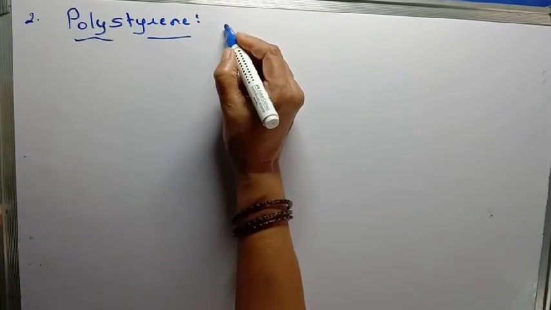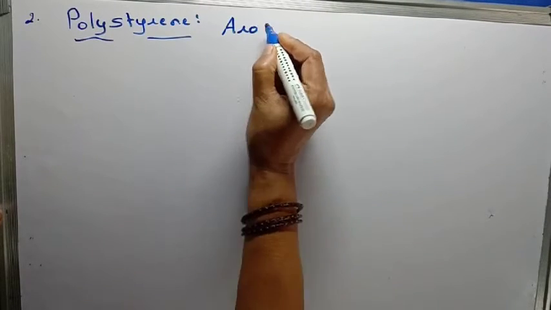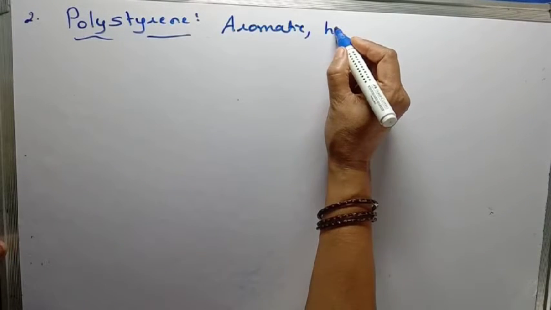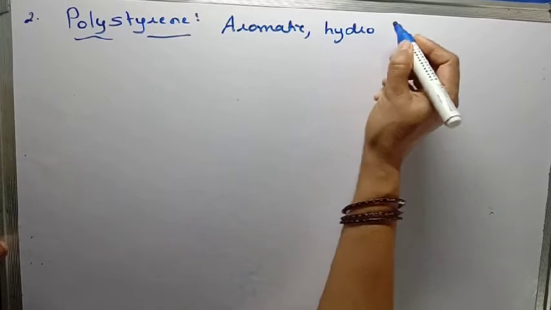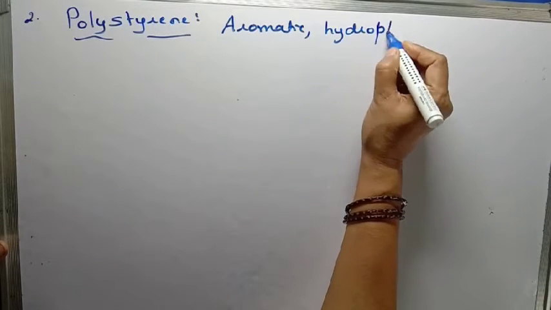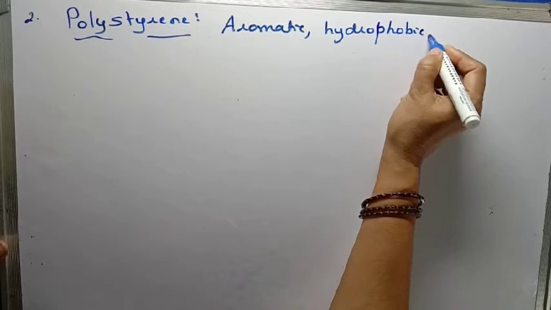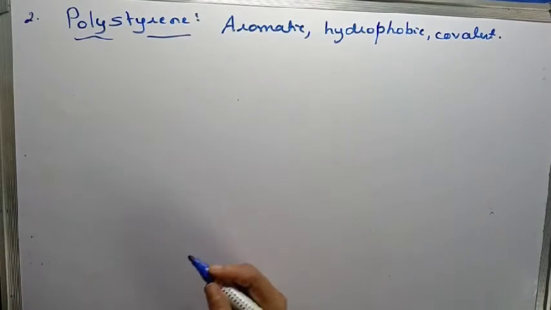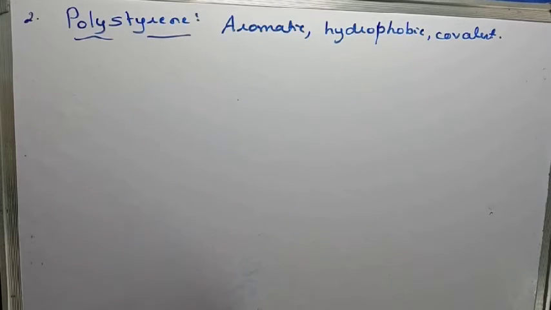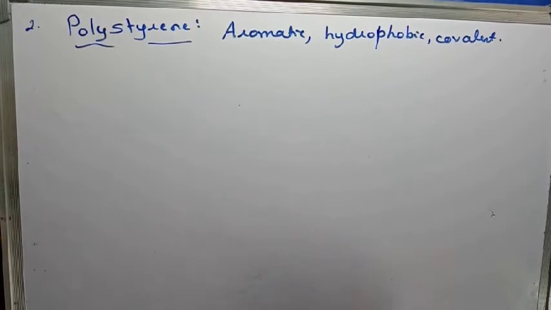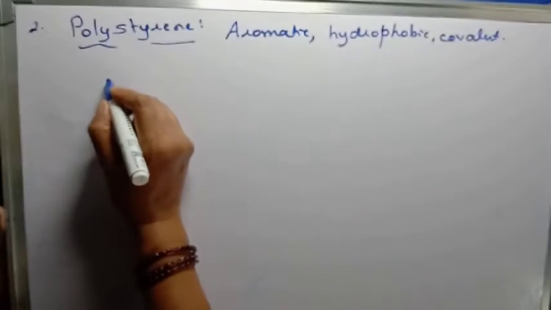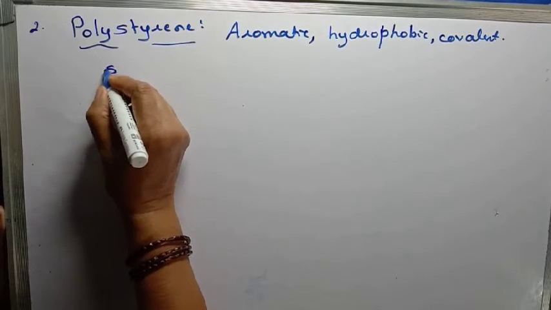Polystyrene is an aromatic compound, that means it contains a benzene ring, and it is hydrophobic. And once again it's a covalent compound, which is also prepared by polymerization or addition polymerization reaction. And once again it is a polymer, and here the monomer is styrene.